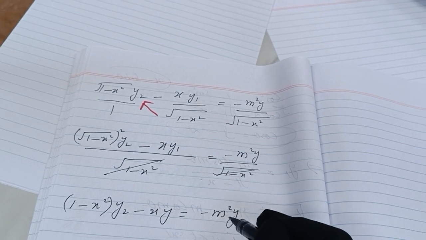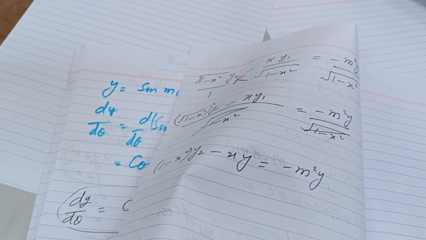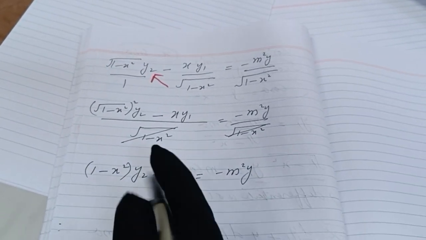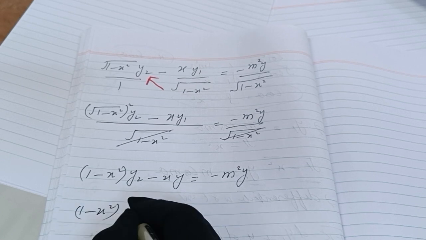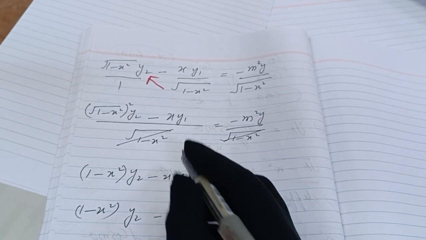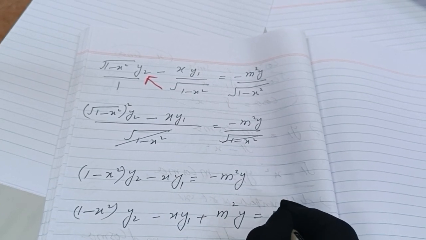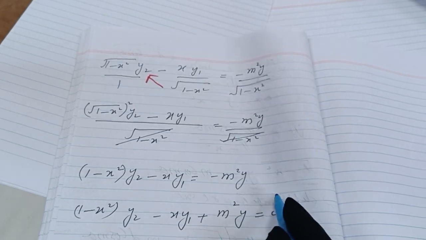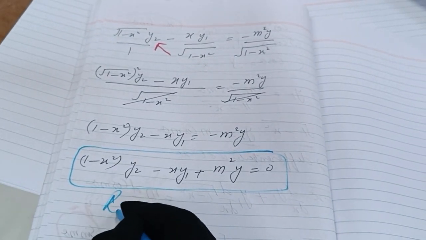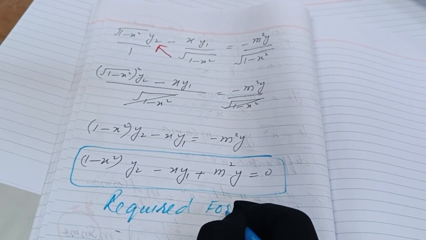We have to make a proof form. So in the proof form, this was brought in the start. So I will bring this term in the start in this side, 1 minus x square y2 minus xy1 plus m square y, this was xy1. Thank you. Equals 0. So this is our required formation to achieve. Required formation.